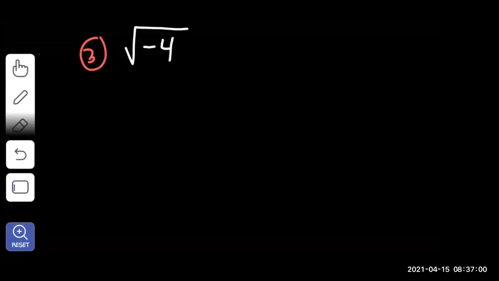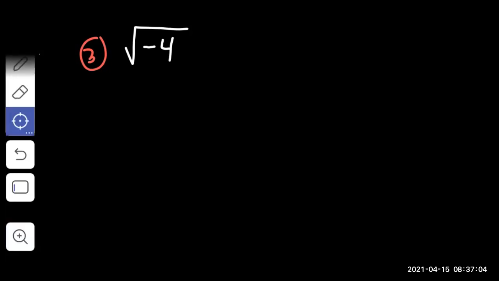Let's continue with the square root. But today we're going to have a look at something quite more interesting. We're going to work with negative square roots. And the question is, what is the square root of negative 4?